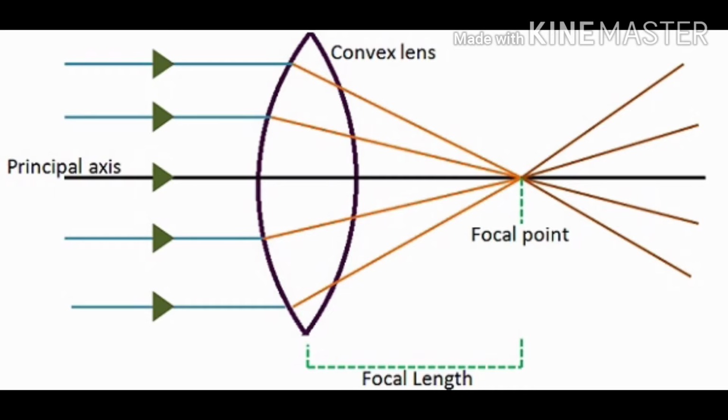Several rays of light parallel to the principal axis are falling on a convex lens. These rays, after refraction from the lens, are converging to a point on the principal axis. This point on the principal axis is called the principal focus of the lens.